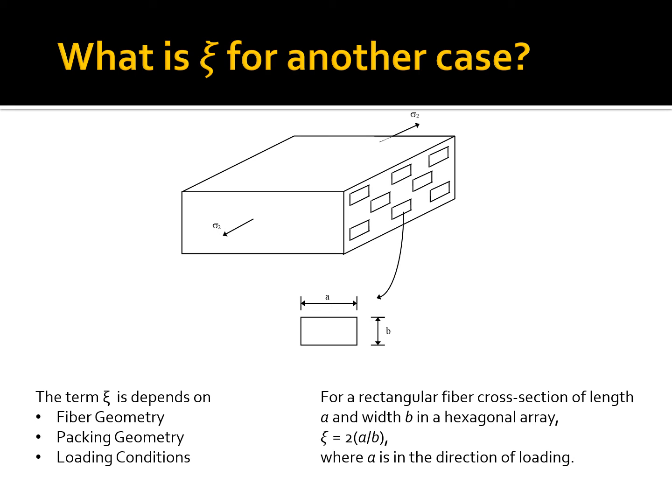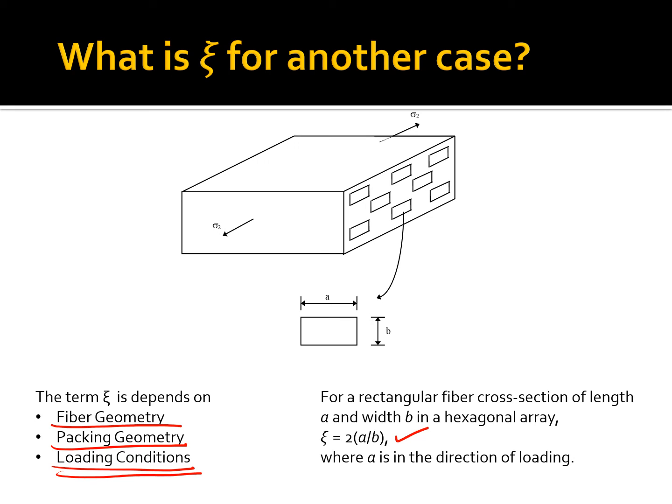Oh, before we do that, let's see xi for another case. We talked about how the xi term, which is the reinforcing factor, depends on fiber geometry, packing geometry, and loading conditions. In the earlier example, we said if there are circular fibers in a square geometry, we get xi equal to 2 for E2. But what does loading conditions mean? This is a good example of loading conditions. Xi is 2a divided by b.